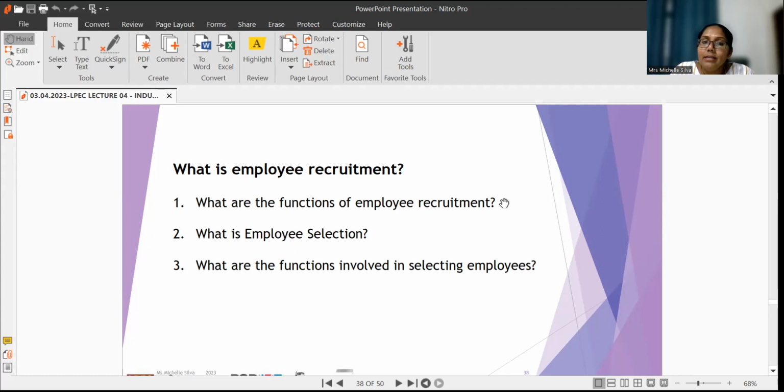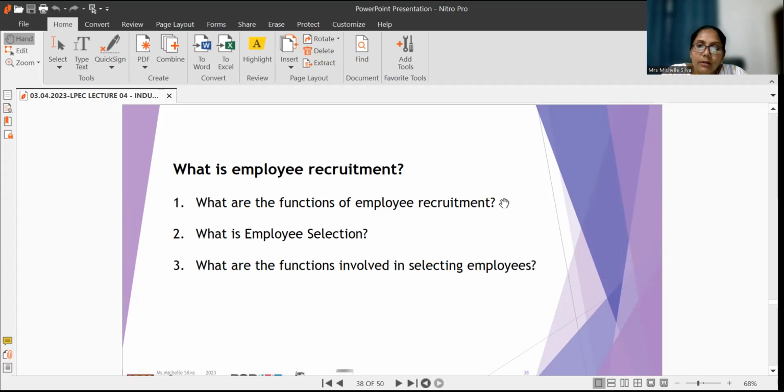So what are the functions involved in selecting employees? Actually there are several. We know that employee selection is not an easy task, so we have to select employees in a very systematic manner. Write down a subtopic called employee selection. For employee selection, industrial psychologists should complete several stages.